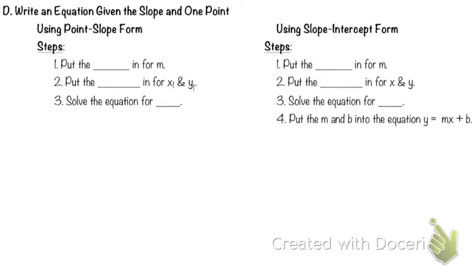So, let's go over how to use point-slope form, okay? We're going to put the slope in for m. We're going to put the point in for x1, y1. And we're going to solve the equation for y. That's what we were just doing, actually, okay?